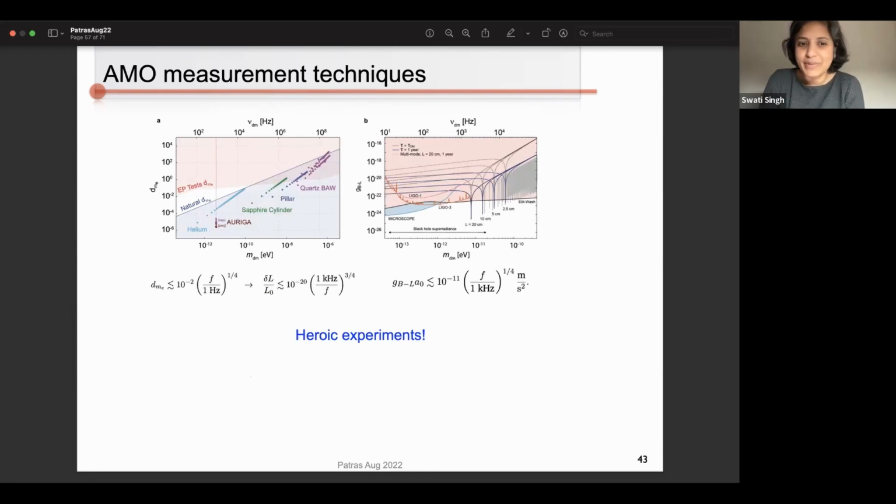I'm a theorist, but I am aware that at a kilohertz, to set new bounds on the mass of the electron coupling, for example, you need to measure strains less than 10 to the minus 20, which is hard. And to set bounds on B minus L coupled vector dark matter, for example, at around a kilohertz, you will have to be able to measure accelerations less than 10 to the minus 11 meters per second squared. And these are heroic experiments, and these are going to be hard to do.